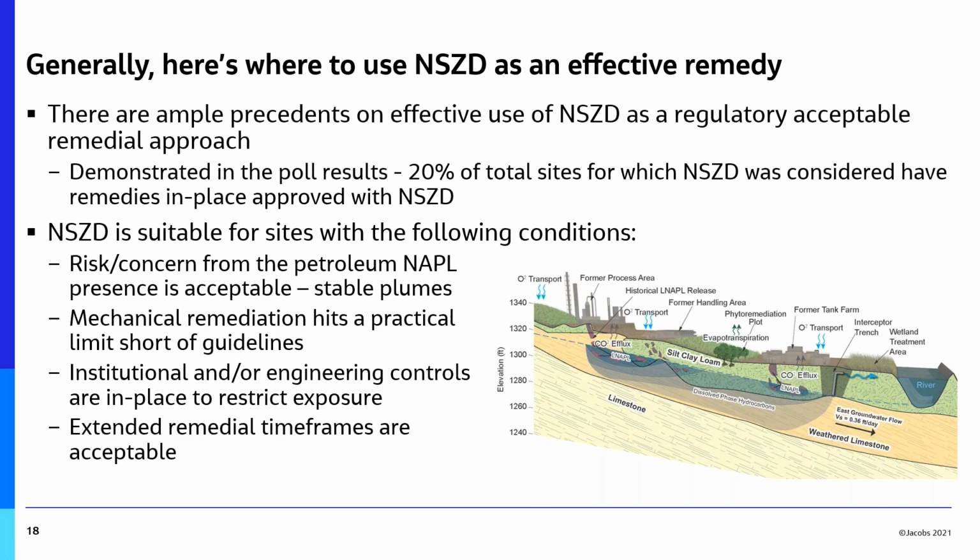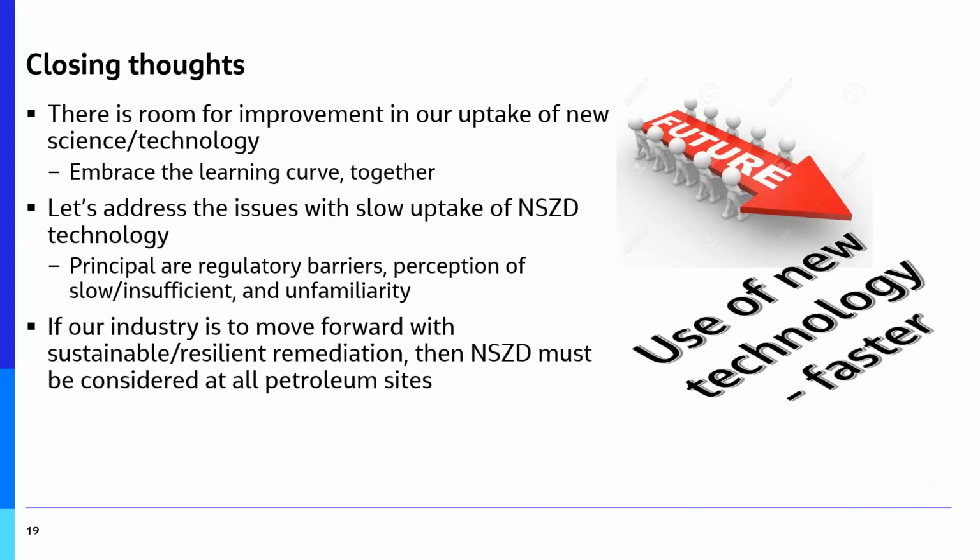So you've got to have the right risk profile. For sites with mechanical systems, those are all falling short, hitting mass removal plateaus. NSZD is a great transition technology. And then look at those institutional controls and things to help work this into your sites. So that's what I've got.